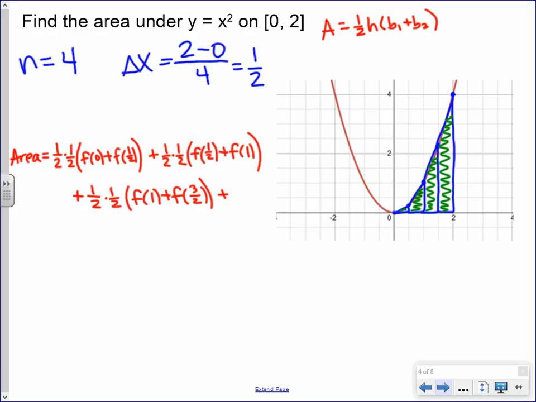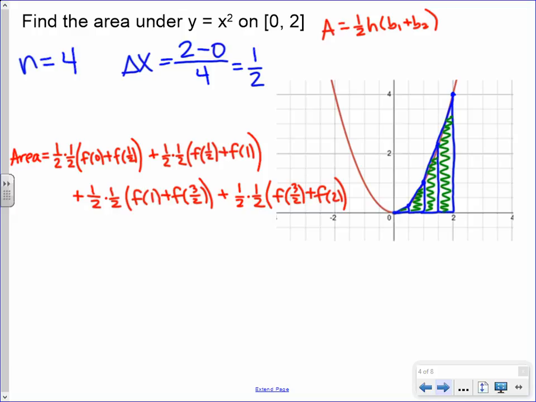Then, are you getting frustrated, Cole? Yeah, this is kind of tedious, isn't it? A little bit. Give me a moment. Our fourth trapezoid, 1/2 times the height times the sum of the bases. Our first base is f of 3/2. Our second base is f of 2. Okay, Cole is right. That was really annoying, wasn't it? Writing all of that down.